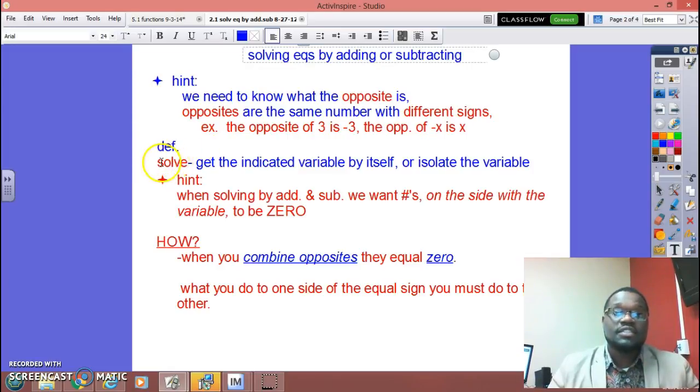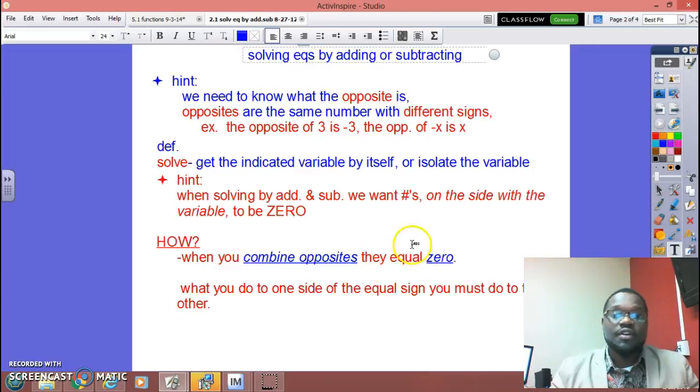Solve, I'm going to say that a lot. Solve means get the indicated variable by itself, or isolate the indicated variable, like which letter you need to get by itself. And here's a hint. Whenever you're solving an equation by addition and subtraction, we want the numbers on the side with the variable to be 0. Now that's important, that we want those numbers to be 0. And it's only the number that's on the same side with the variable that we want to be 0. So how do we make that number 0? When you combine opposites, they equal 0.